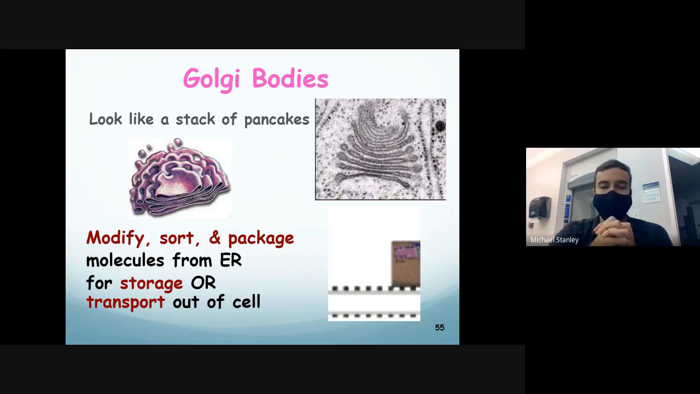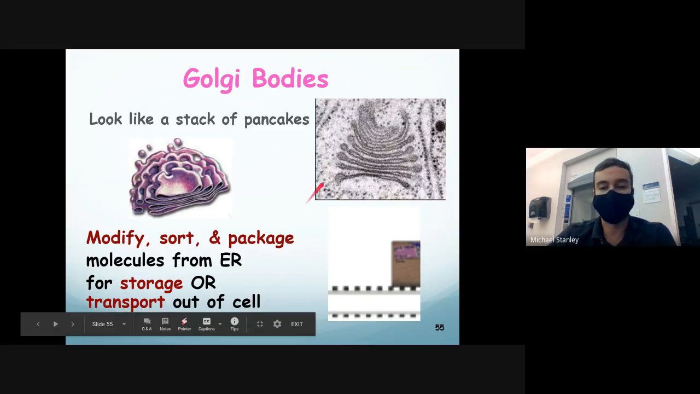Oh, Angelica, don't say that. They just look like pancakes, but they're really super duper tiny inside of your cells. They will not interfere with your ability to enjoy pancakes, I guarantee it.